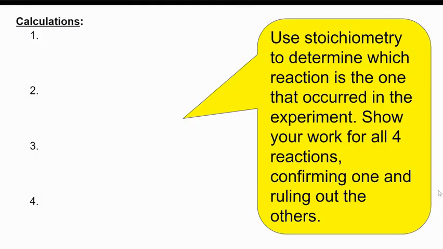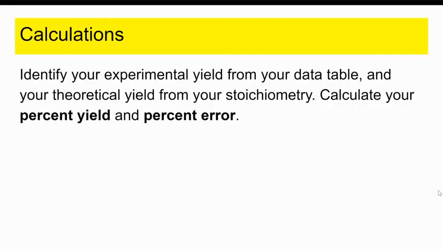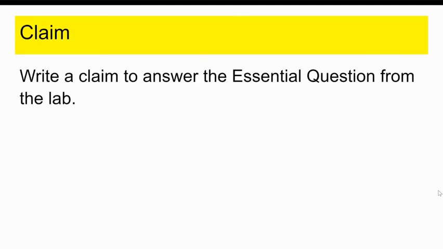Okay, your task now is to do 4 calculations. You're going to use stoichiometry to determine which reaction is the one that actually occurred in the experiment. Show your work for all 4 reactions. Your work should confirm one of the reactions and rule out the other 3. From your calculations, make sure to identify your experimental yield from your data table and your theoretical yield from your stoichiometry. Then use those to calculate your percent yield and percent error. And then you can write your claim. Your claim should answer the essential question from the lab.